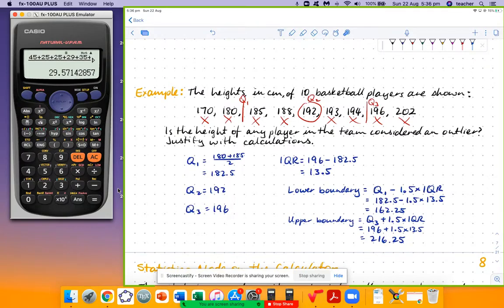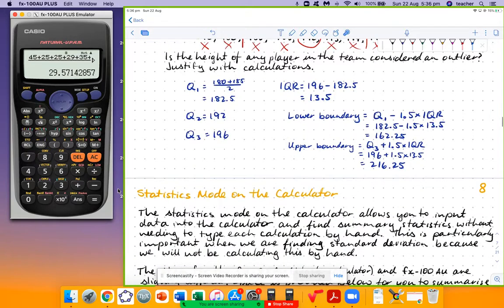All right, let's get on to the calculator work. This might take a bit of practice for you, but it is really important that you know how to use the statistics mode. I know we didn't really do much of this last year, but you may have seen a bit of this in year 8, I'm hoping that you have, so it's not unfamiliar.